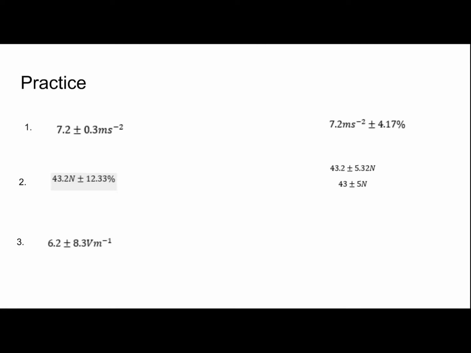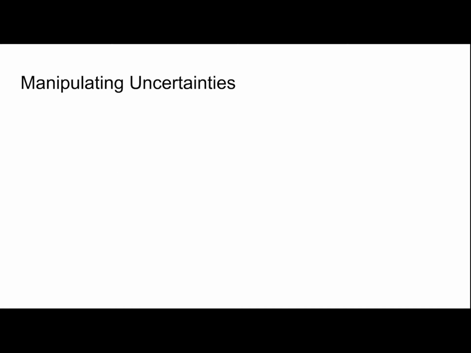Question 3, we have 6.2 plus or minus 8.3 volts per meter. Similar to the first question, we'll say that the ratio is 8.3 over 6.2, and if we multiply that by 100, we'll get our percentage uncertainty. So in this case, we'll have 6.2 volts per meter plus or minus 133.87%.